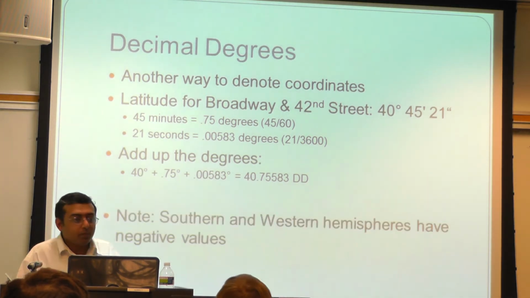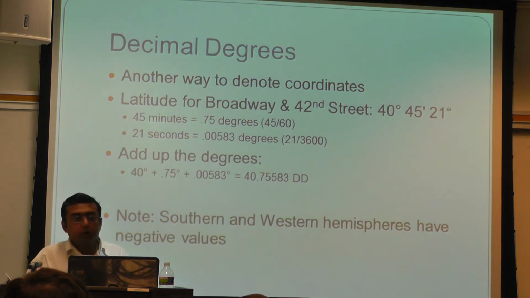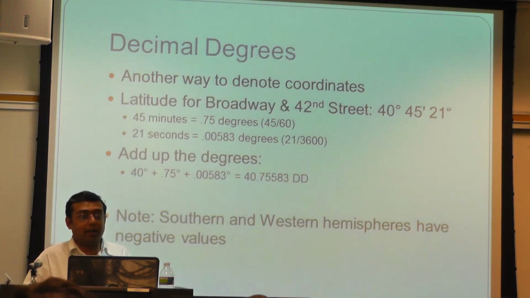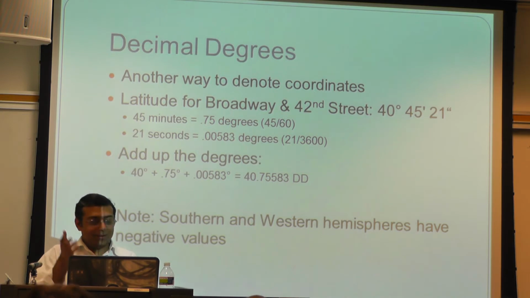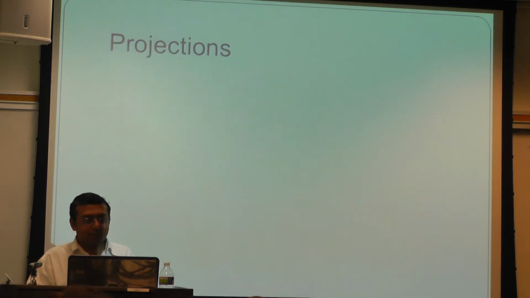So there you go. One thing to remember about decimal degrees when you use it is that any coordinate which is in the southern or western hemispheres has negative values. This took me about 30 minutes to decipher when I first saw this, and I could not for the life of me figure out why there's a negative sign. But oh, there you go.